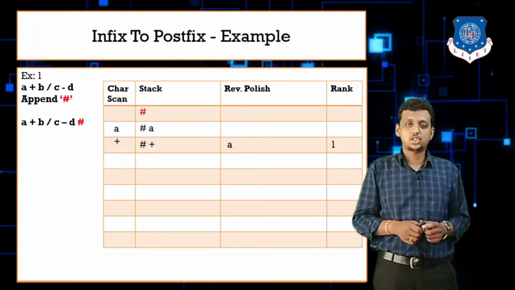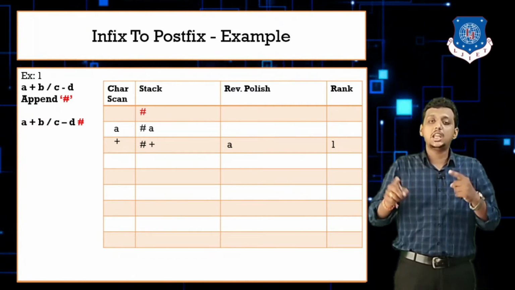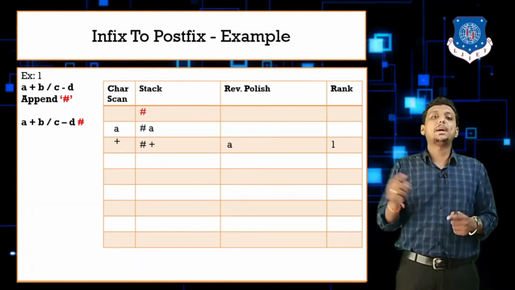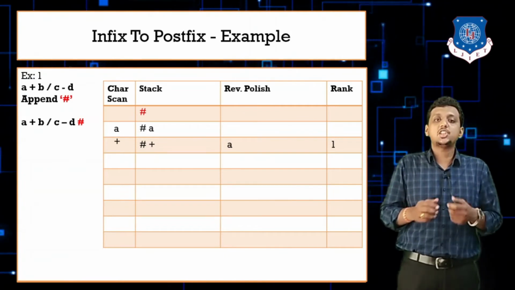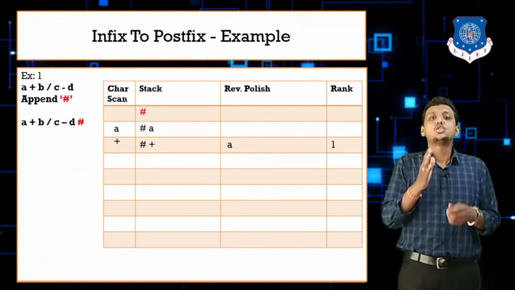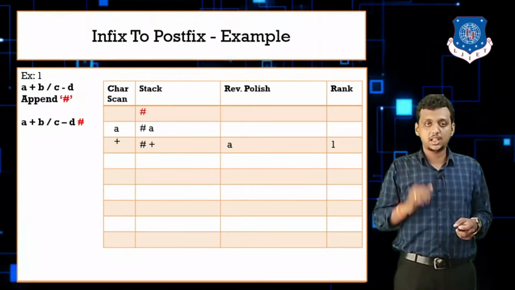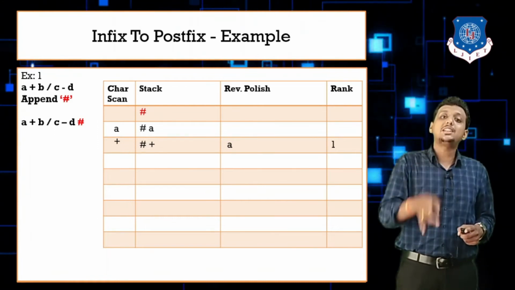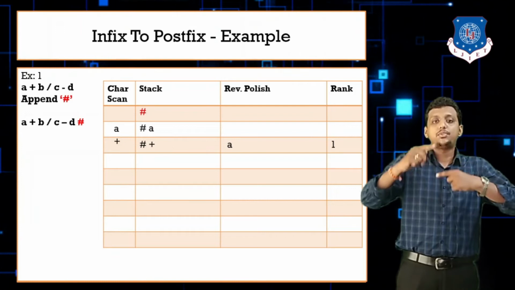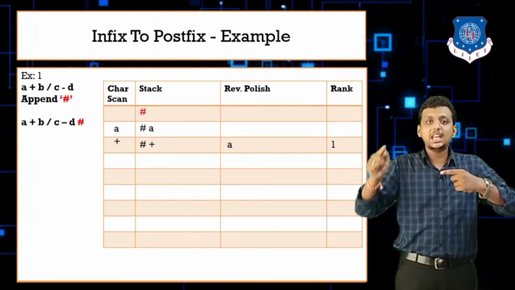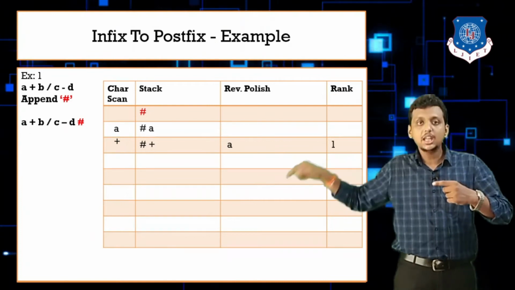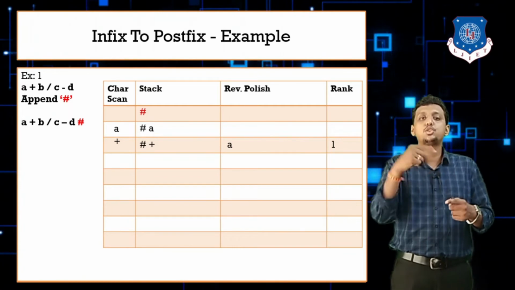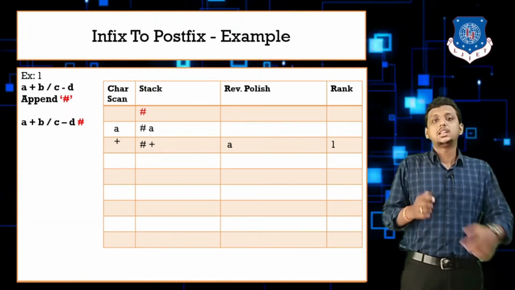Now what about the hash? After comparing plus with A, you need to compare plus with hash. But we already know that hash has nothing, that means 0. So you just push plus inside the stack. It's not that you perform the pop operation only one time; it is a cycle. First compare plus with A. A has a higher precedence, so pop A. Then compare plus with hash. Plus has a higher value, so just push plus inside the stack. Fine.